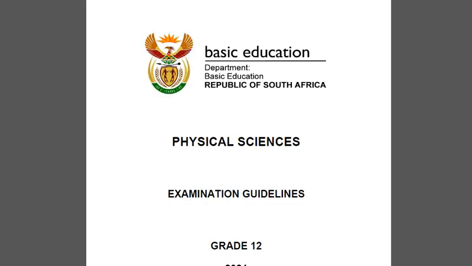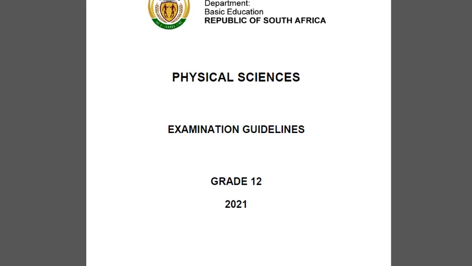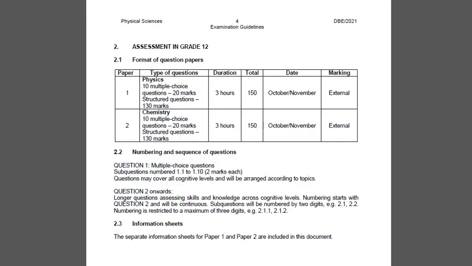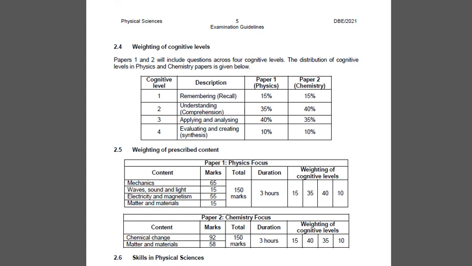Lastly, you're going to hear me speak about the beautiful examination guidelines, which many learners neglect. These are the 2021 examination guidelines. The examination guidelines tell you exactly how your November exam will be broken up, so the different sections, what types of questions you may find in your exam, right?